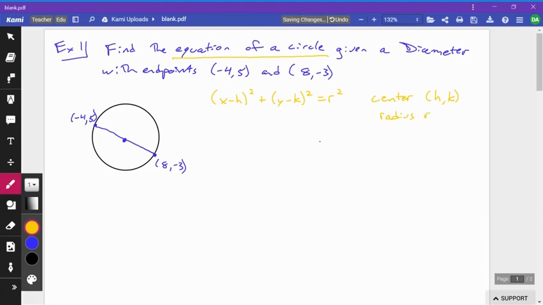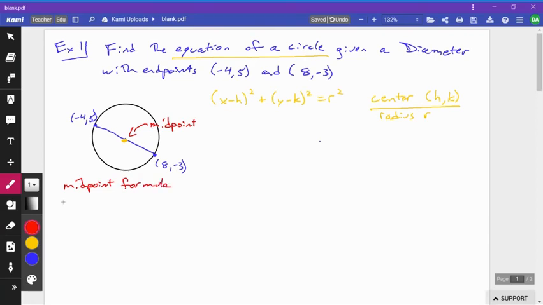So in order to do this, I got to figure out the center, which is going to be the center of the diameter as well. So what I know is I have this midpoint. So the midpoint of the diameter is going to be the center of the circle. So what I need to do is figure out what the midpoint is. So I'm going to use my midpoint formula.